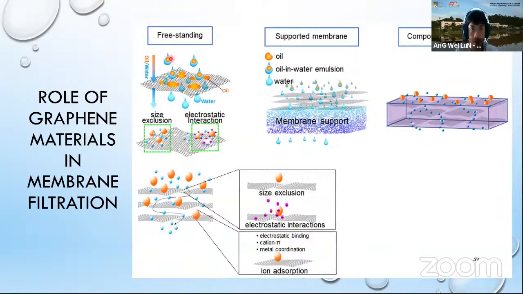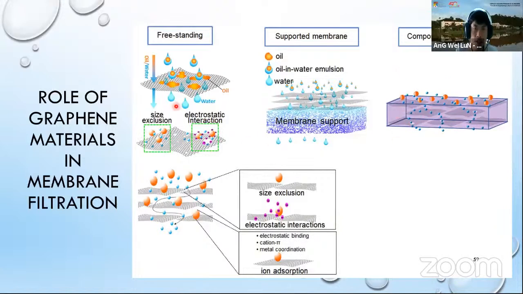The role of graphene materials in membrane filtration is that you can use it as a freestanding layer. It means that you use a graphene layer as the membrane, which supposedly should have very good filtration performance. Another form is supported membranes. You have a support, you have other membranes, and on top you have a graphene layer, or it could be incorporated in the membrane synthesis.